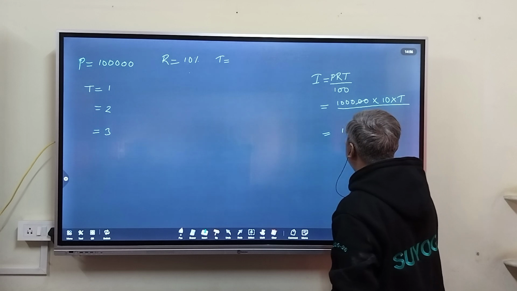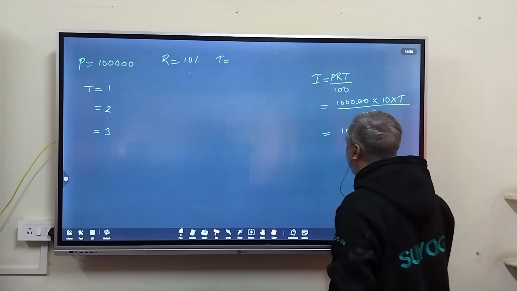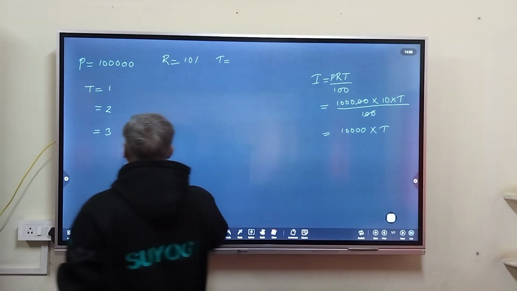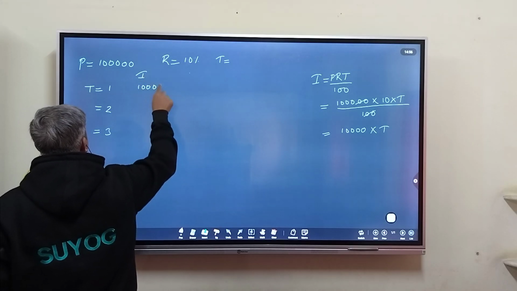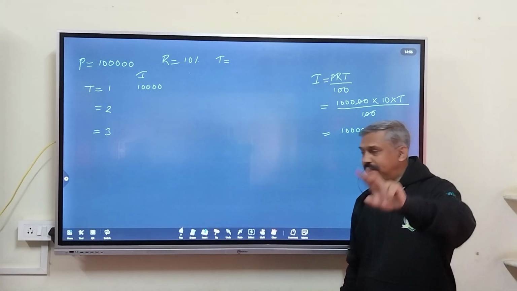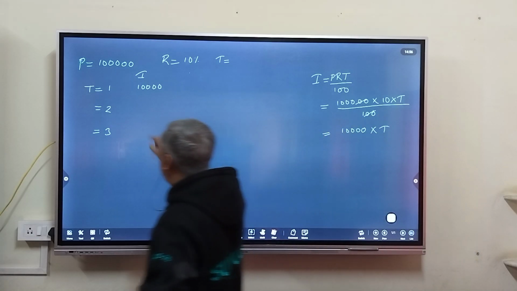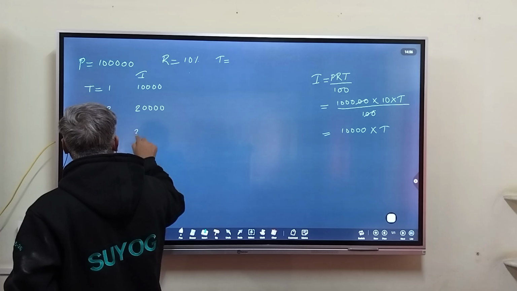1000 into 10 is 10,000 into T. So if the value of T is 1, then the interest will be equal to 10,000 rupees. 10,000 into 1. If the time is 2 years, the interest will be 10,000 into 2 years, that is 20,000. Then it will be 30,000.